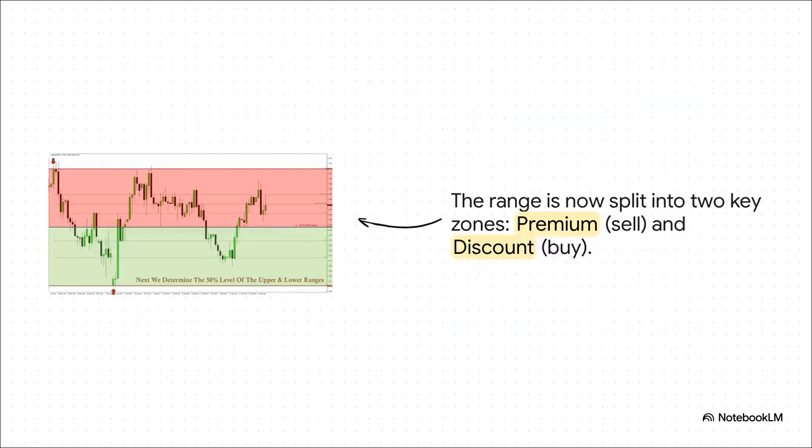And just like that, with that one line, our messy chart suddenly makes sense. It's organized. Everything above that 50% line, that's our premium zone. That's where we should be thinking about selling, and everything below it, that's the discount zone, and that's where we want to be looking for buys. It's so simple, right? But it is incredibly powerful.